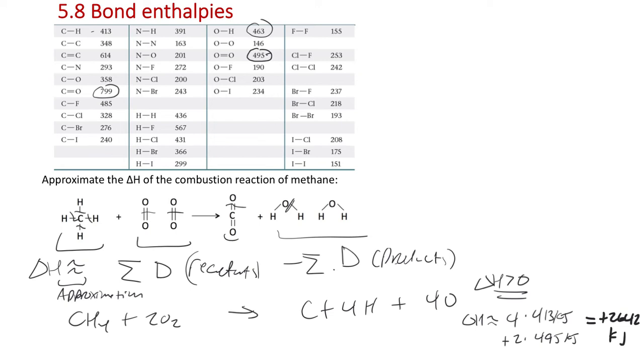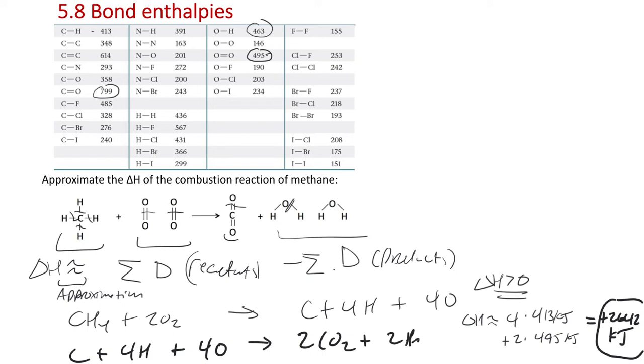So 2642 kJs. So it takes that much energy to break the bonds, and then we're getting energy back when we make the new bonds. Making a bond should be exothermic. So if we make new bonds, we take the carbon plus the 4 hydrogens and the 4 oxygens, and we recombine them in a different way. So we now make the 2 CO2s, and we make the 2 waters.